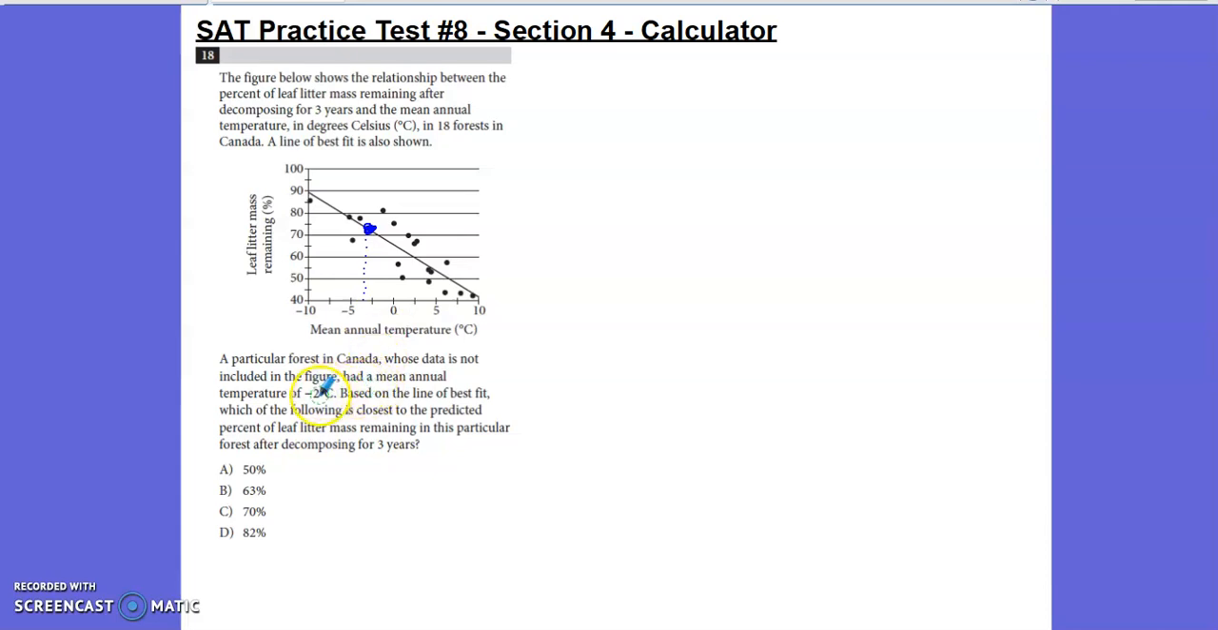If you go to where you can find -2 degrees Celsius, that would be a place on the x-axis. And if you go up from that location on the x-axis to the line of best fit, you're somewhere in there, I don't know, 70 to 80. We're clearly nowhere near 50. We're clearly above 63. And it seems like we're significantly below 82. So which is the best estimate as predicted from the line of best fit? Well, it seems like that's going to be about 70% remaining.